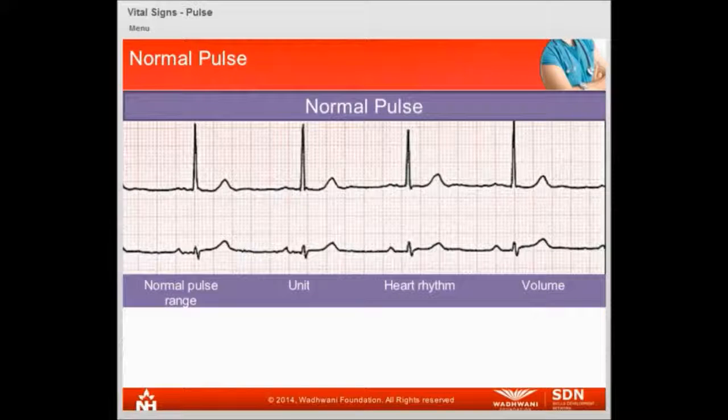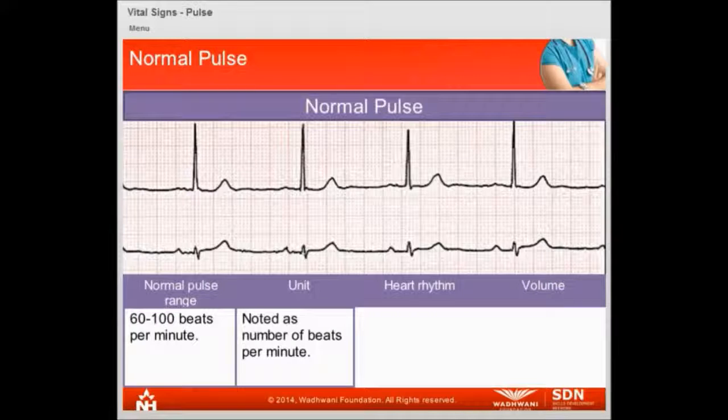Now let us know some facts on the range and volume of normal pulse. Normal pulse is in the range of 60 to 100 beats per minute. It is always noted as a number of beats per minute. In case of normal pulse, the heart rhythm is regular, and the volume of the pulse is strong.